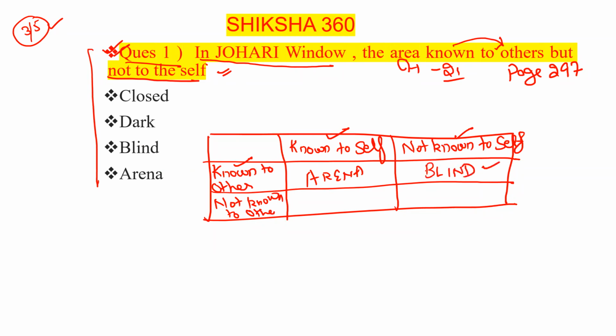A thing the person is not able to see but others are going to see is blind. It is not known to self but known to others. The third one is not known to others but known to self, that is closed, we can say secret. The fourth one is not known to self and not known to others, basically we can say dark. So here, the area known to others from this line but not to the self.